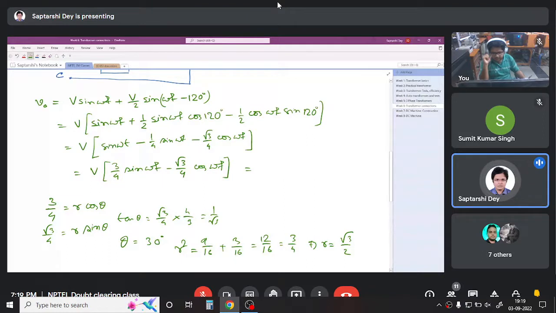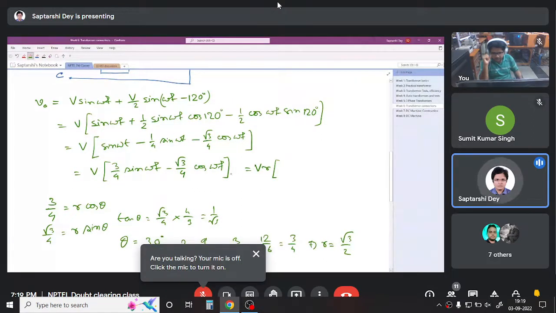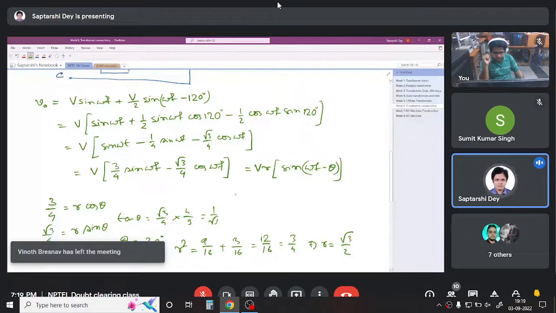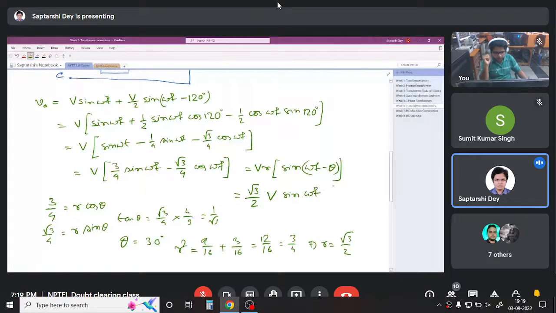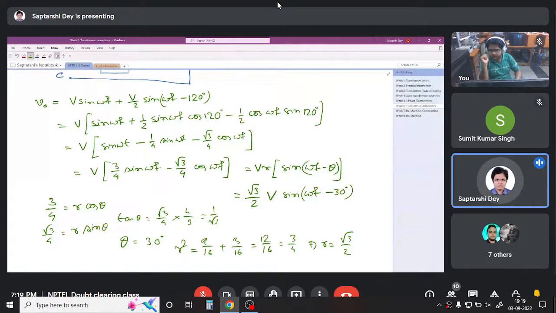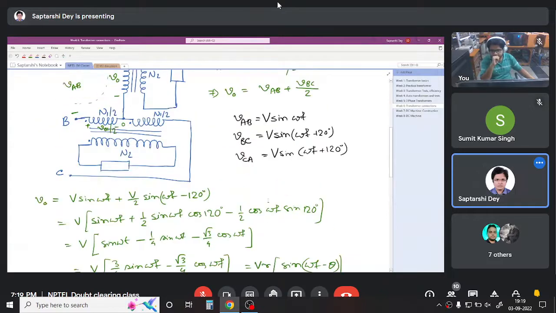So from here we can write V times r, sin omega t cos theta minus cos omega t sin theta, right? So sin of omega t minus theta. If you have any doubt, ask me. So basically we have root 3 by 2 V sin omega t minus 30 degree. I will remove these calculations. So this is our V naught.